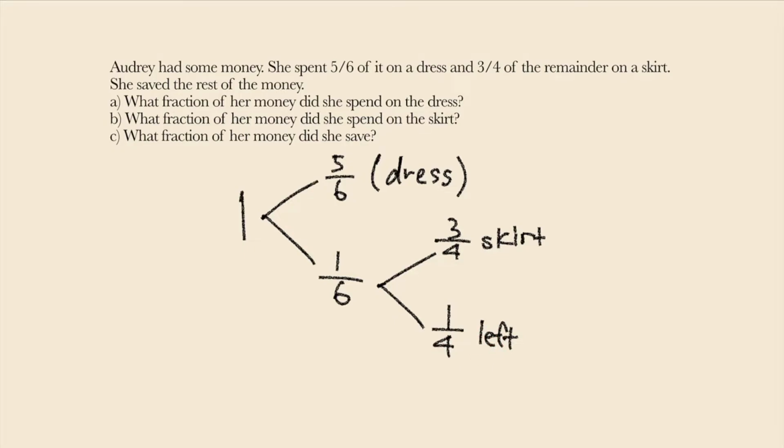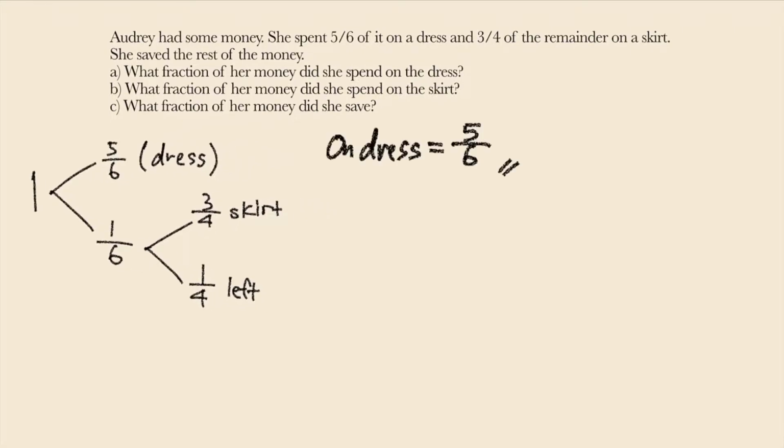So what fraction of her money did she spend on the dress? Okay, so dress is right here. How does it connect to one whole, the total? It's just like that. Did it go through any fractions? Nope. So for part A, the answer is simply 5/6. No calculation required.